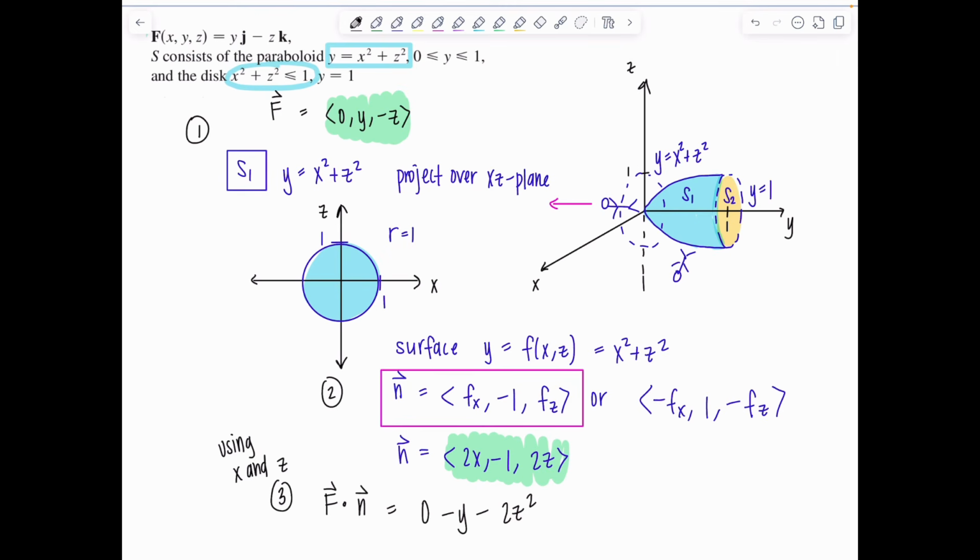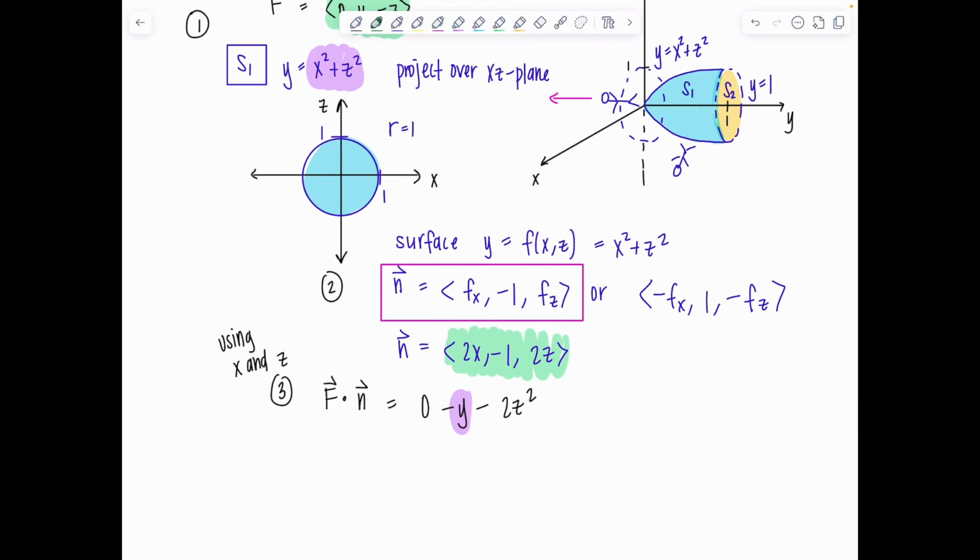Don't have a panic attack. You go, oh no, there's a y. What do you do? You come through and you replace y with x squared plus z squared. No big deal. We got this. So negative x squared minus z squared minus 2z squared is negative x squared minus 3z squared. That's f dot n.